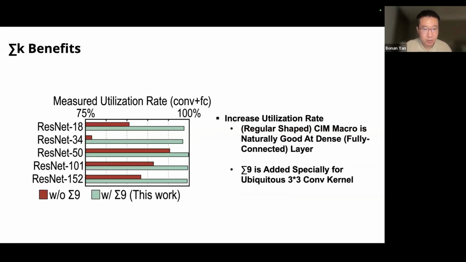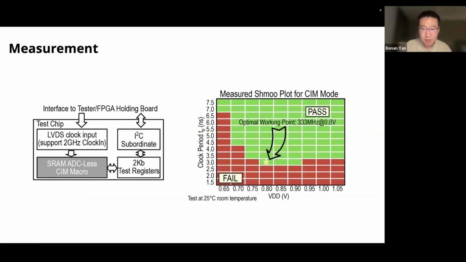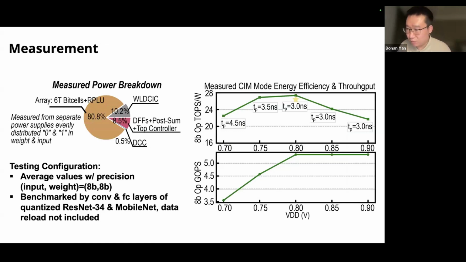And this is the major result of the utilization rate. If we deploy the depthwise convolution into our design, the SRAM CIM macro, we can get a boost of this utilization rate, both spatially and temporally speaking. For the measurement, we did all of the Shmoo tests. This is the measurement result, and this is the energy efficiency and throughput.